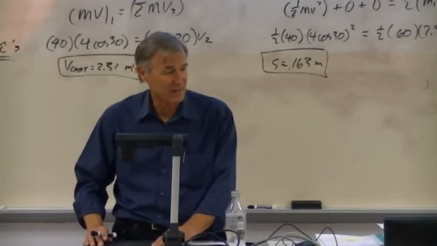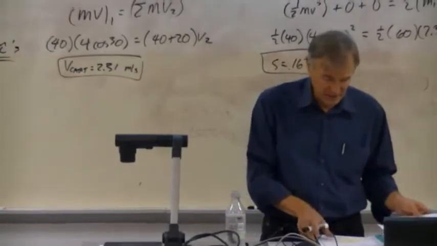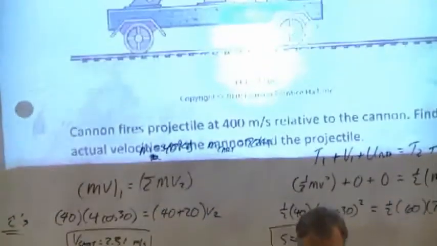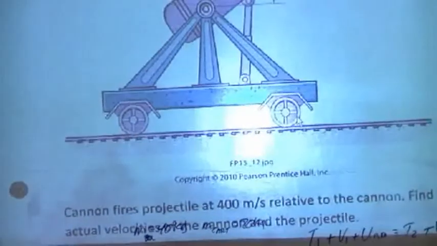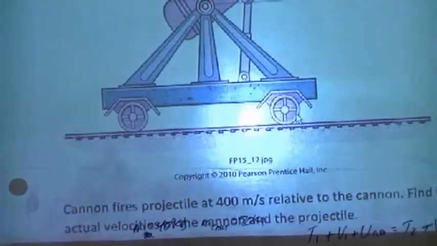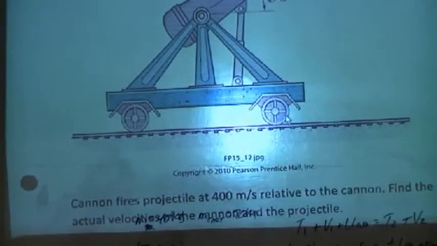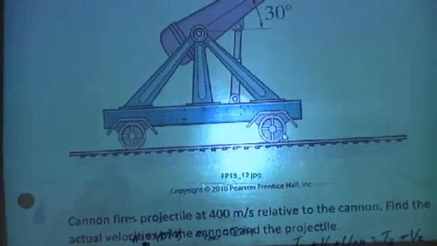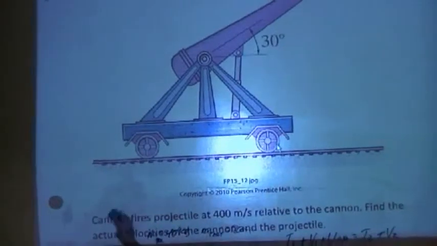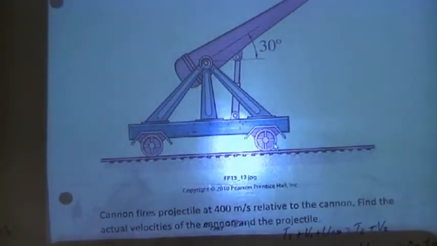All right. So here's a cannon. It's firing a projectile, and the projectile is fired at 400 meters per second relative to the cannon. All right, so relative to, that is relative motion speed. We should be familiar with relative motion speed by now. So we need some masses here. What are the masses?